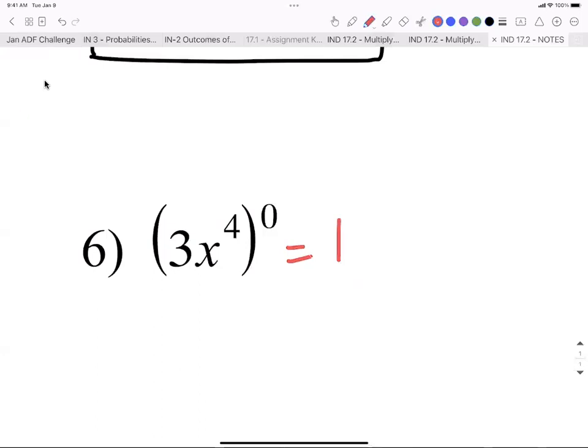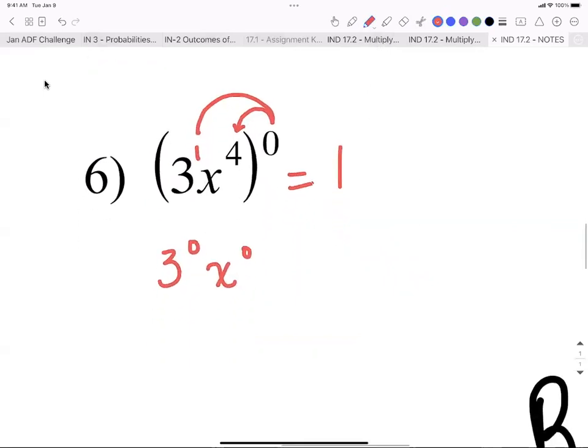If I take... This is a 1 here, right? Everybody agree with me there? If I take my base of 3 and then I multiply 0 times 1, what do I get? I get 0, right? Then I take my base of x and I distribute my 0 times 4. What's my new exponent? 0.